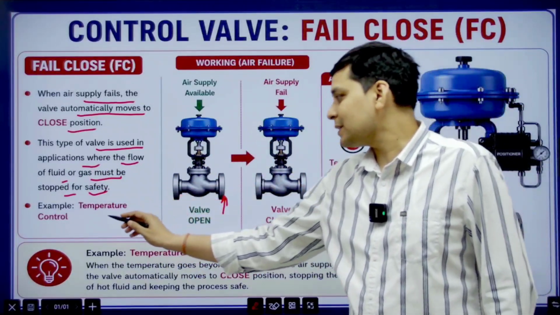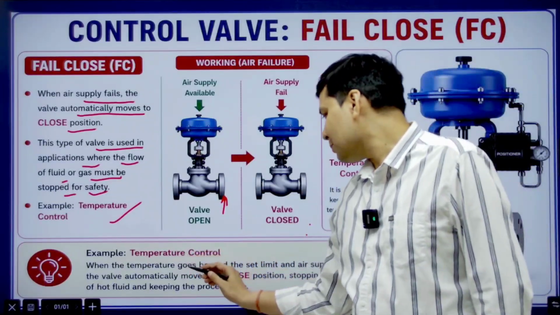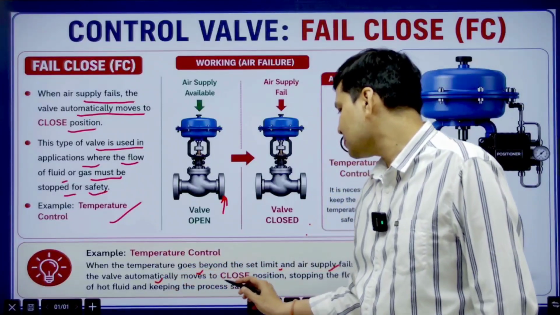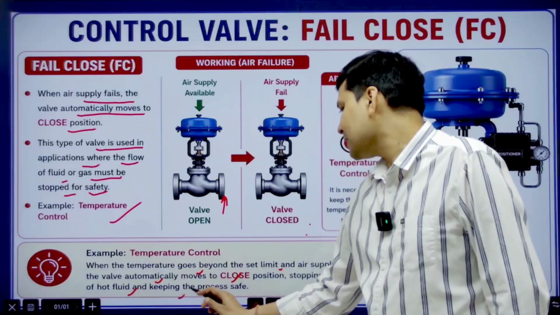For temperature control, we use fail close valve. Look friends, when the temperature goes beyond the set limit and air supply fails, the valve automatically moves to close position, stopping the flow of hot fluid and keeping the process safe.